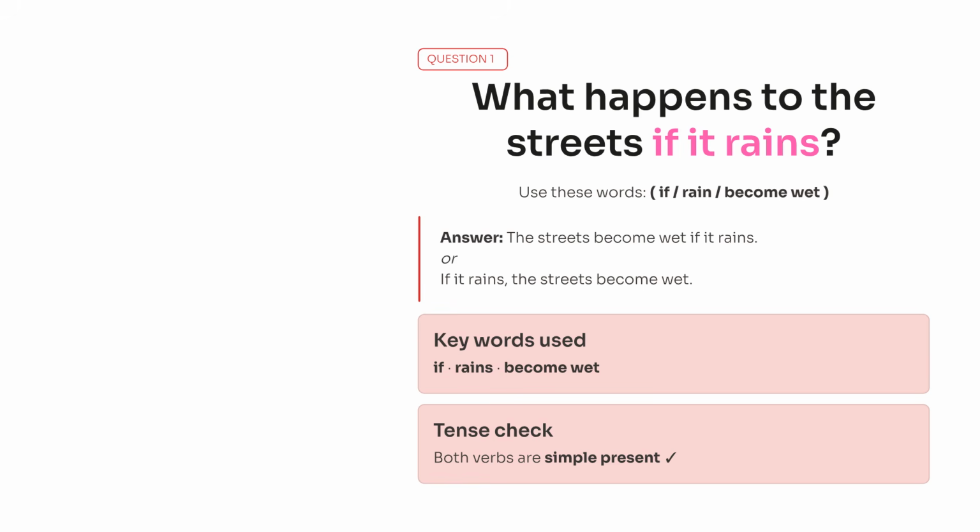Look at question 1. What happens to the streets if it rains? Using the clue words if, rain, and become wet, our answer is the streets become wet if it rains, or if it rains, the streets become wet. Both verbs become and rains are in the simple present tense.